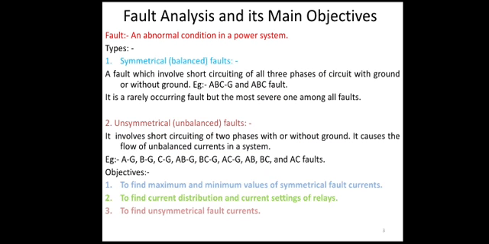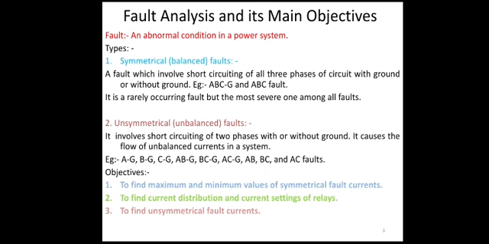The second category of fault is unsymmetrical, which are also known as unbalanced faults. These types of fault involve short circuiting of two phases involving ground or without ground. These are also known as single line to ground fault or double line to ground fault or line to line faults. These types of faults causes the flow of unbalanced currents in a system. Like the examples of unsymmetrical or unbalanced faults are AG, BG, CG, and double line to ground faults ABG, BCG, ACG, AB, BC, and AC faults.